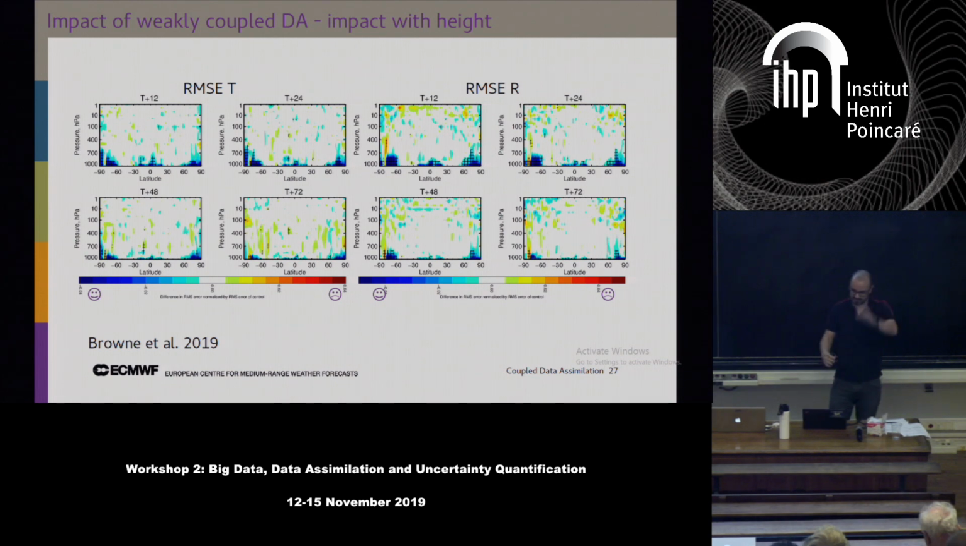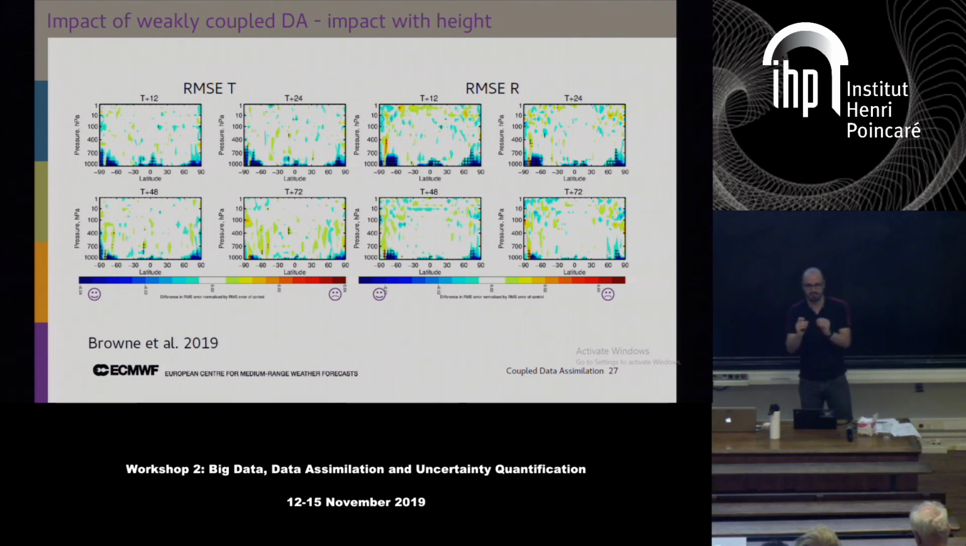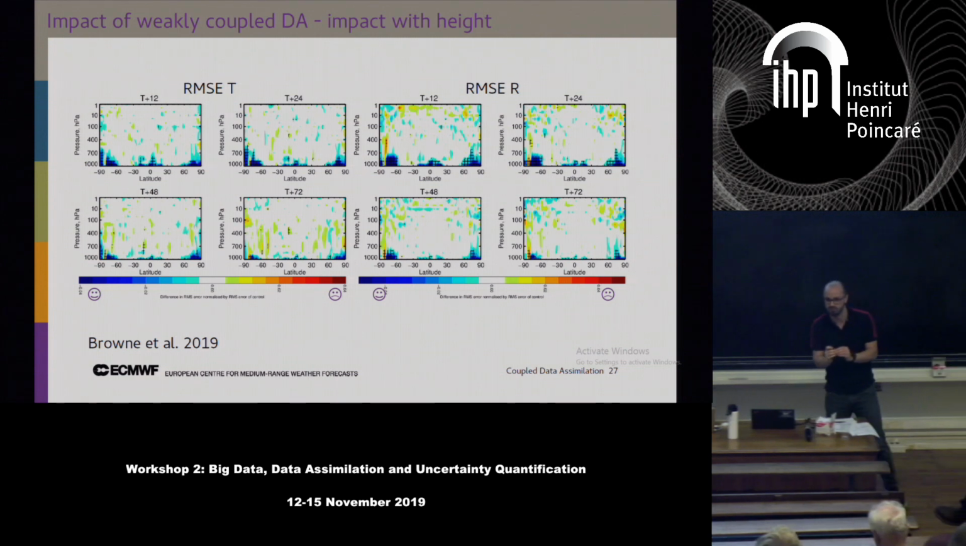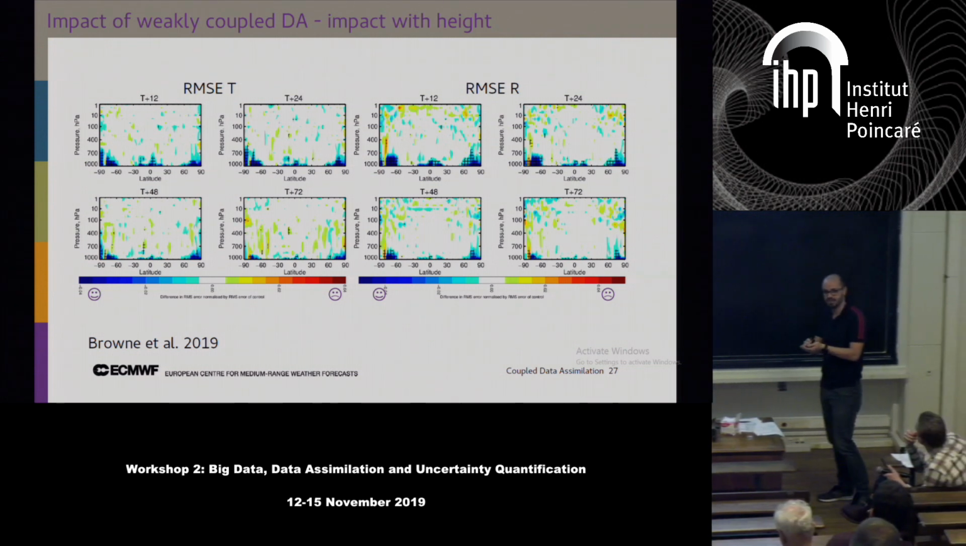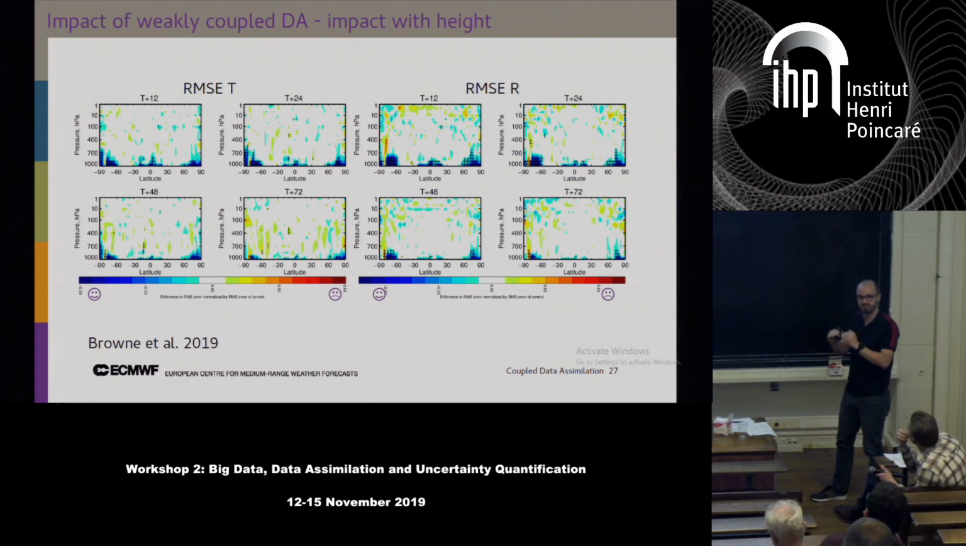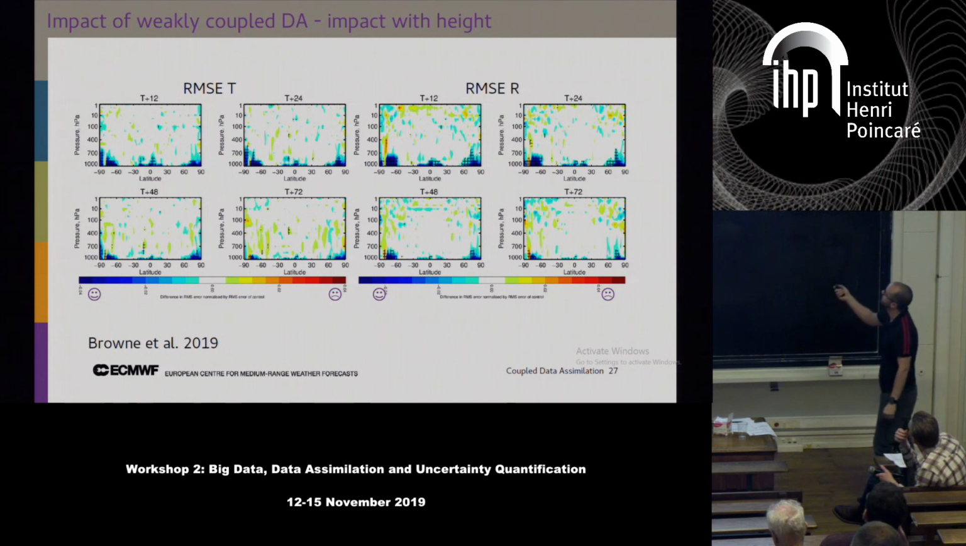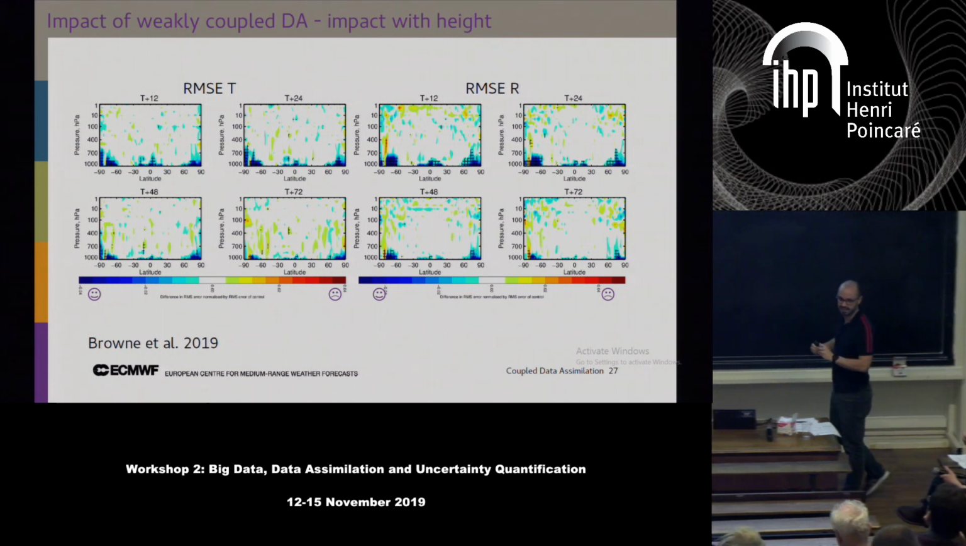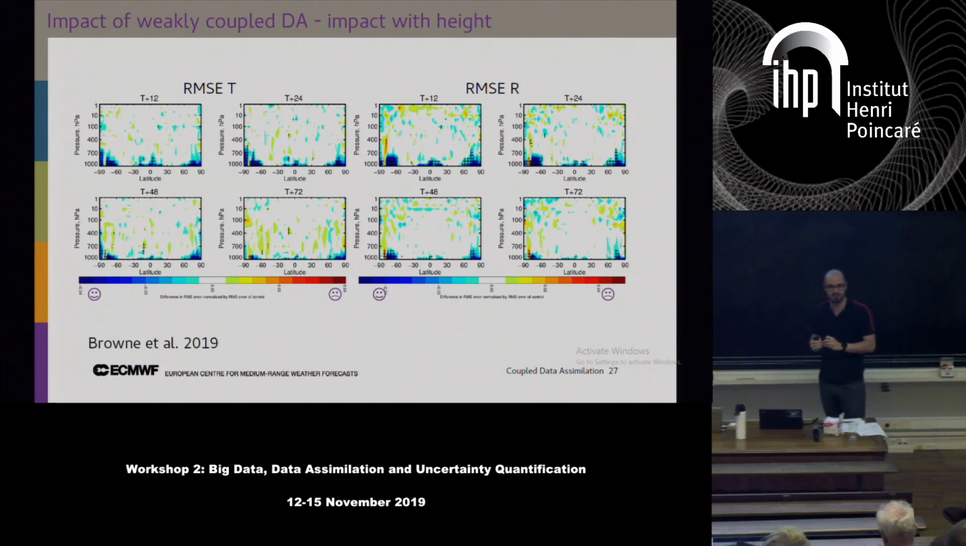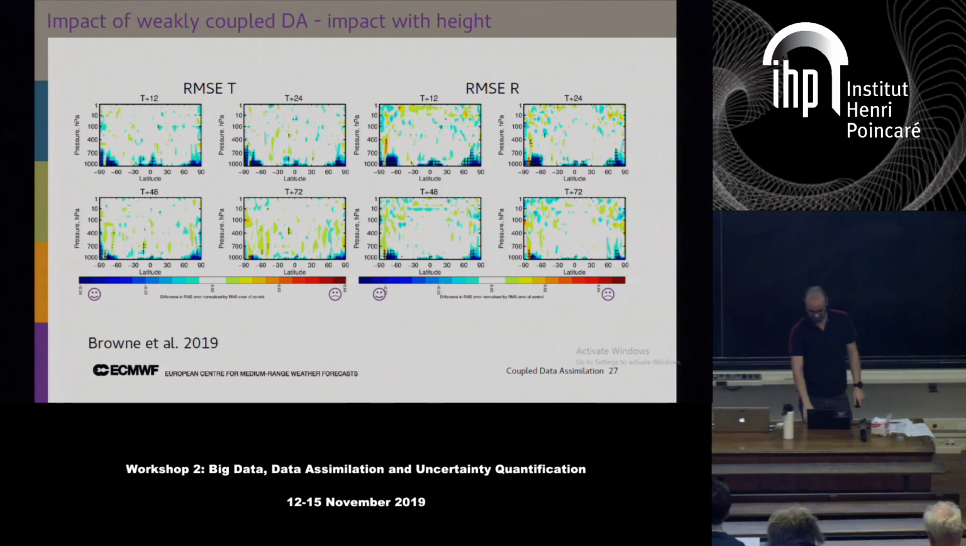But this also extends up into the atmosphere. So it's not just the surface variables where we get these improvements. We also see basically the propagation of information from the surface up into the atmosphere. So you can see all these regions where that information is better than the other information we were putting in. And so we're getting this propagation vertically.